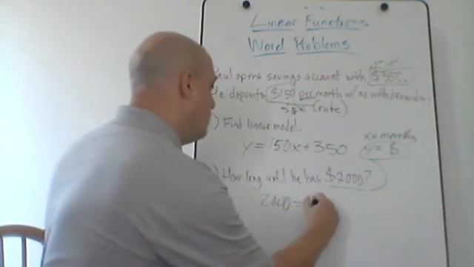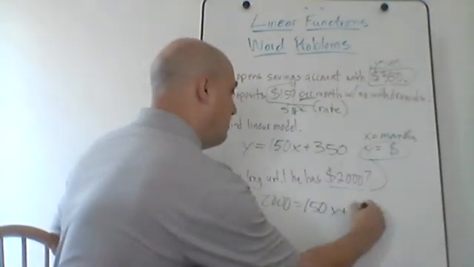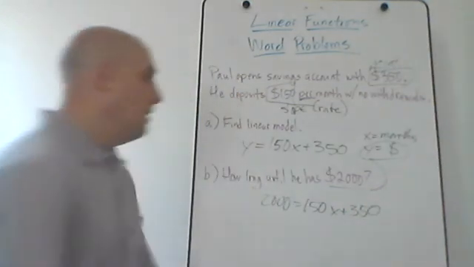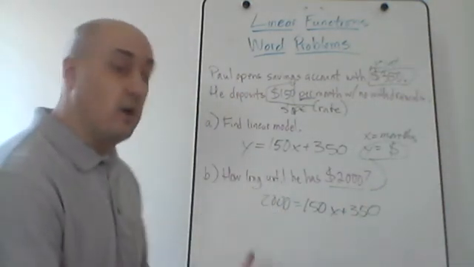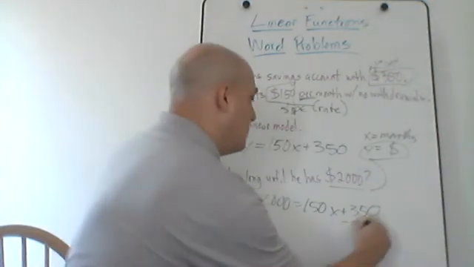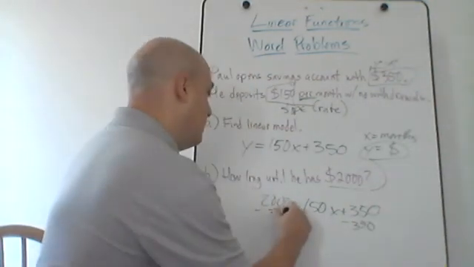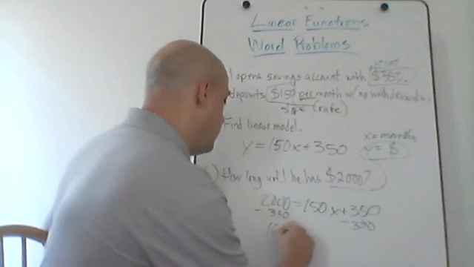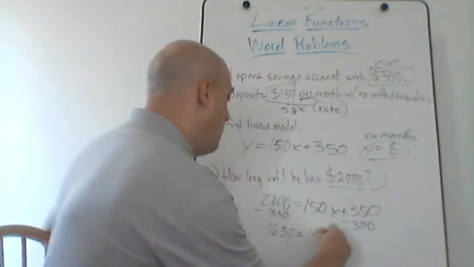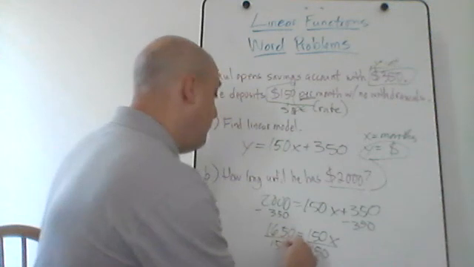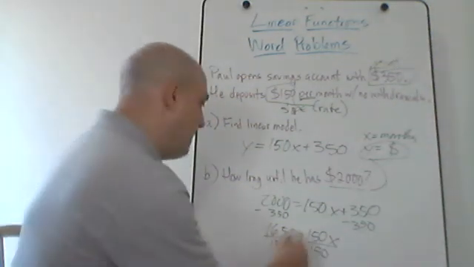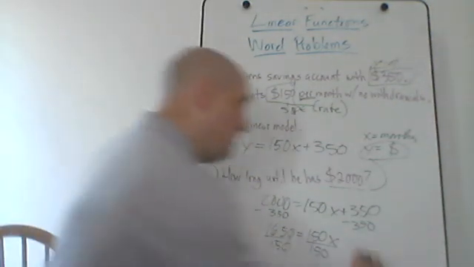Right, so 2,000 equals 150x plus 350. All right, and now, in order to figure out how long it's going to take him to reach $2,000, I solve the equation for x. All right, so the first thing is I subtract the 350 to the other side. So that's going to give me 1650 equals 150x. And then I divide both sides by 150. And 1650 divided by 150 would be 11, I think.